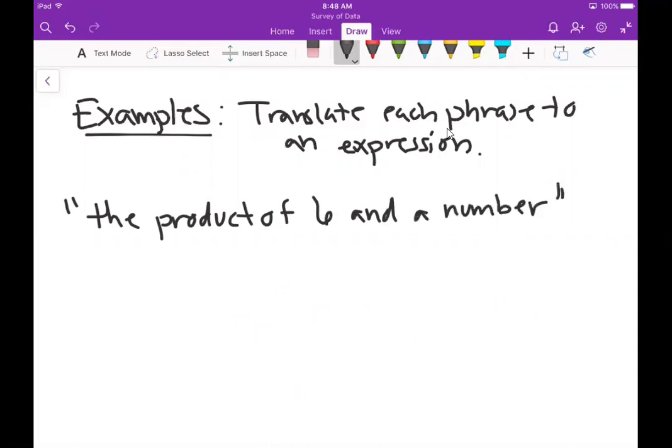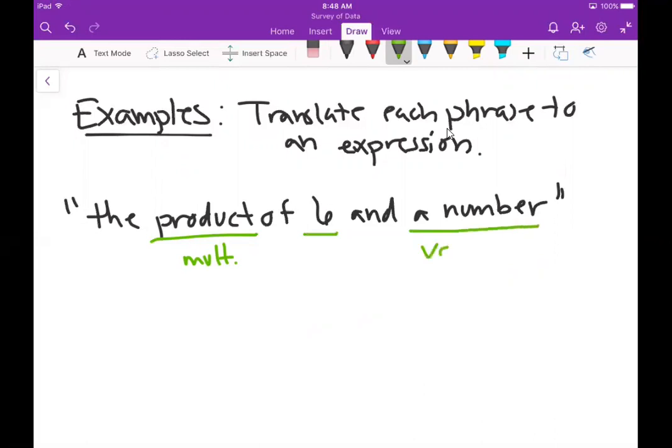So a few things going on here. We're going to translate this into an expression. So the first thing we see is the product. Right there, that tells us that we're going to have multiplication going on. That's not an x variable. That means that we're multiplying the two numbers. Okay. The two numbers we're multiplying, the product of 6 and a number.